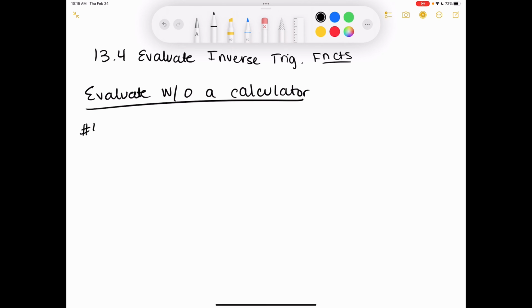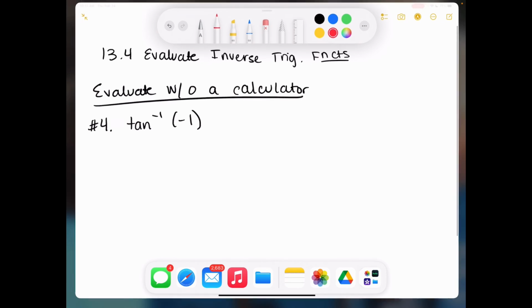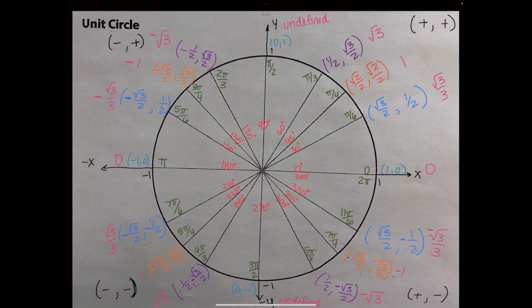So we're going to start with number 4, which is the arctangent of -1. Okay, hold on a second. I need to pull some... I found it. Good job. So arctangent of -1. We're going to go to our lovely unit circle. It was the arctangent of -1. Okay, but hold on.